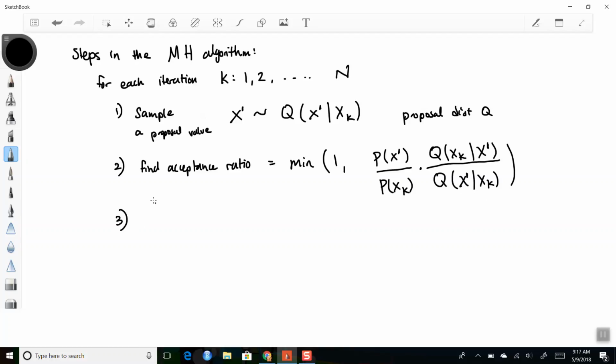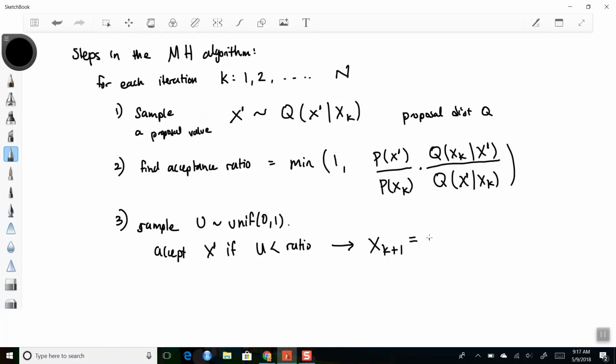And then sample u from uniform 0, 1, and accept x prime if u is less than the ratio, and then xk plus 1 will equal x prime, or reject x prime if u is greater than the ratio, which means xk plus 1 will be your current value of xk. And that's the Metropolis-Hastings algorithm.